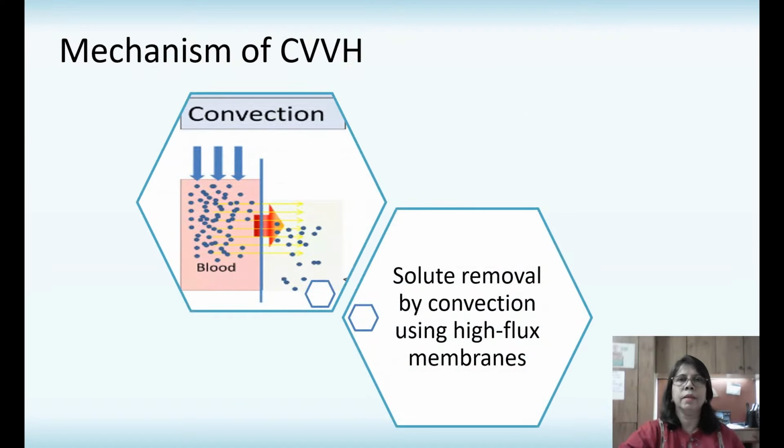The main mechanism by which CVVH operates is convection. And convection uses high flux membranes. High flux membranes means those which have a relatively larger membrane pore size, and therefore even larger molecules can be removed.